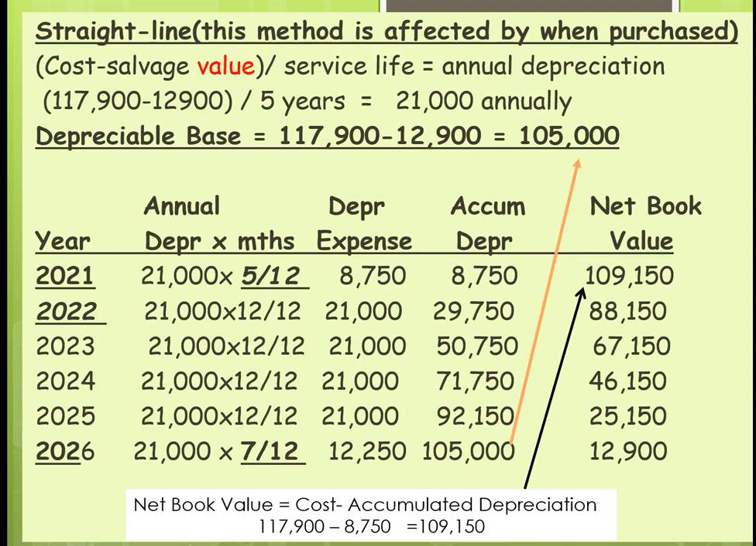I know that the maximum I can write off is 105,000, so that's what accumulated depreciation should equal, because accumulated depreciation is the maximum you can write off over the life of the asset. And we also know that the net book value has to equal the salvage value at the end of its life.